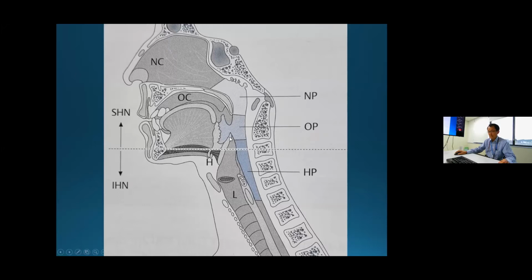Uvulae here. This is a vocal cord here. The nasopharynx is behind the nose. Nasal cavity here, and behind that the nasopharynx, down to the oropharynx, and then the hypopharynx is about here. The higher bone is here, so it's about this level.